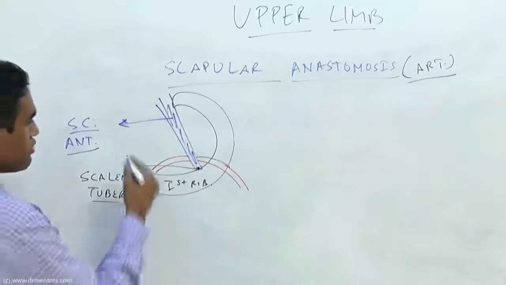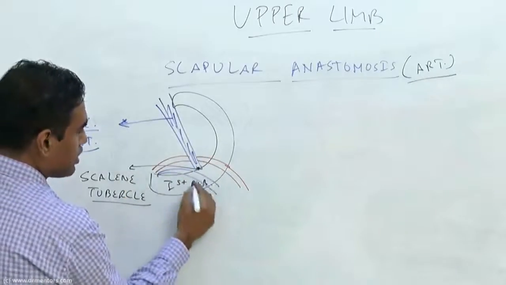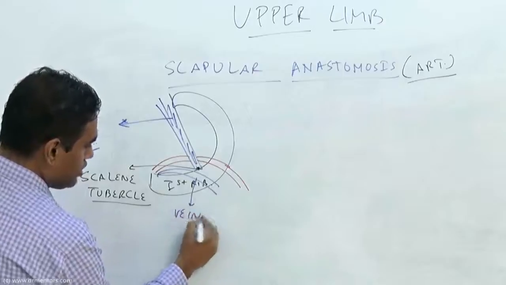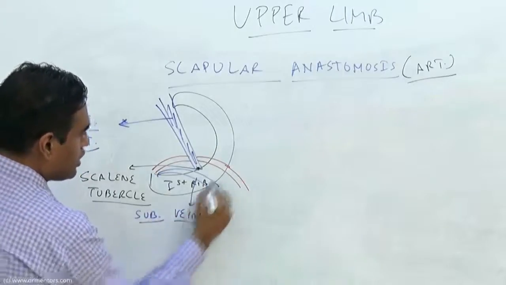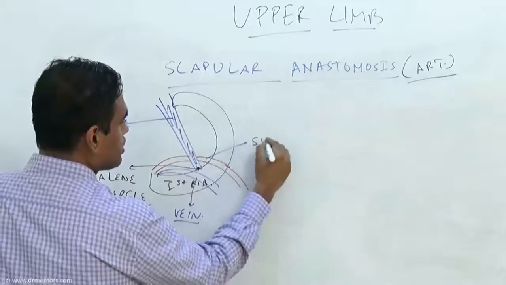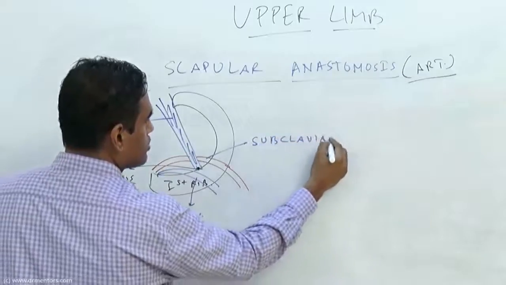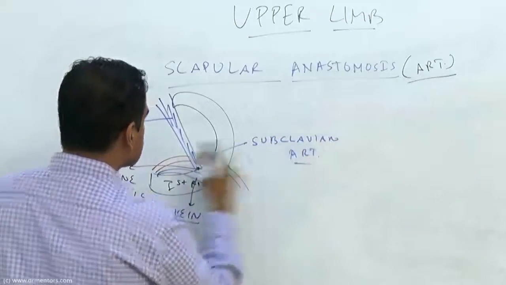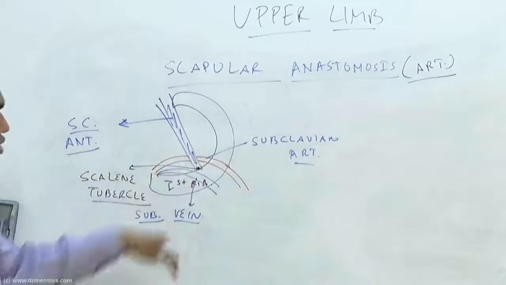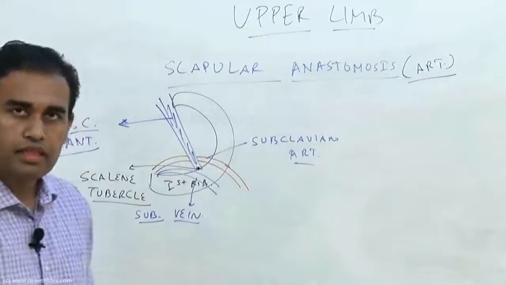What lies in front of the scalenus anterior muscle is the subclavian vein. This is the vein part, the subclavian vein, and this is our subclavian artery. So the subclavian artery lies behind the scalenus anterior muscle. The subclavian vein is lying anteriorly and below the scalenus anterior muscle.